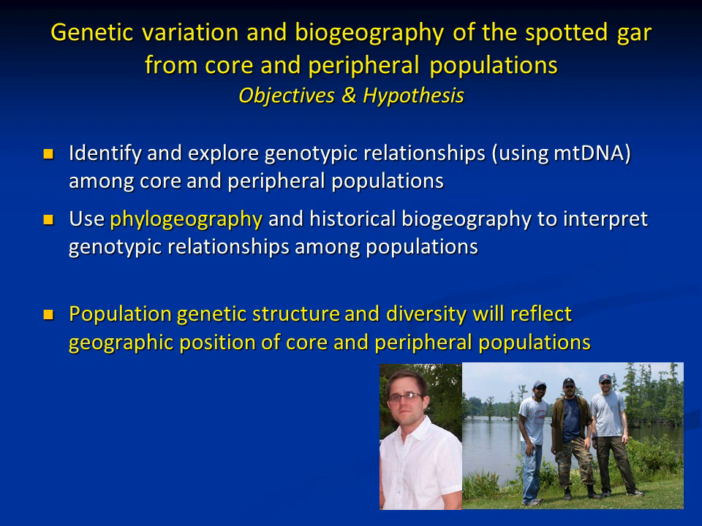So our hypothesis was that the genetic structure, remember genetic structure, population structure is something that we talk about in Chapter 6. We think that the population structure or genetic diversity is going to be reflected in the geographic position or location of core and peripheral populations.